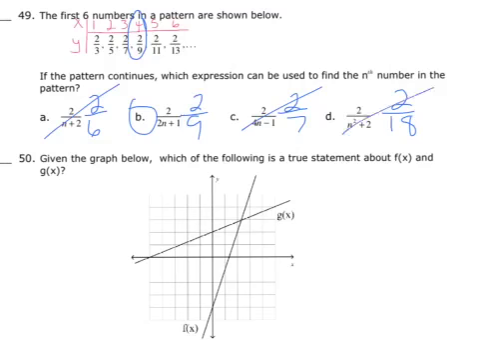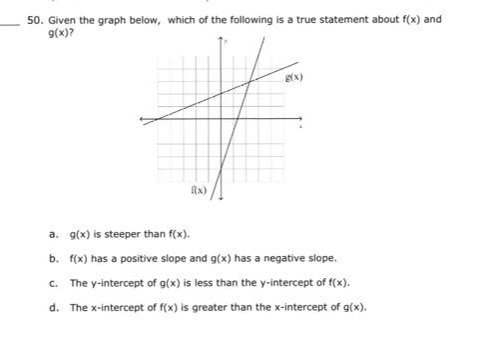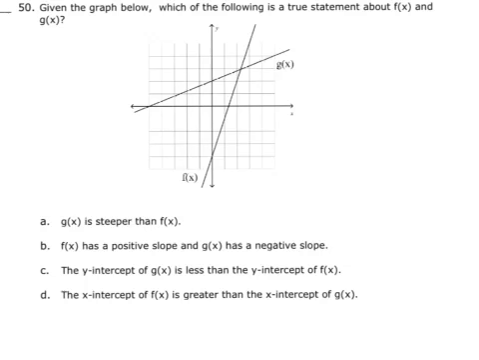And number 50. Given the graph below, which of the following is a true statement about f of x and g of x? So when I go to solve this, I want to make sure I check every answer choice and I write whether it is true or false. Okay, so for letter A, g of x, so line g of x, is steeper than f of x. Okay, this line is steeper. It goes up more as it goes over.